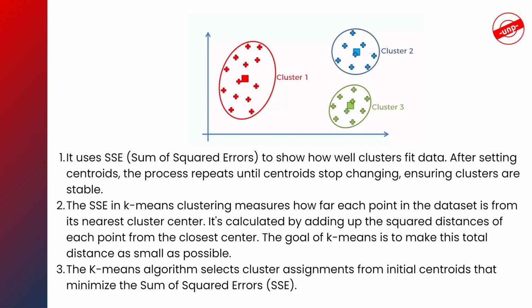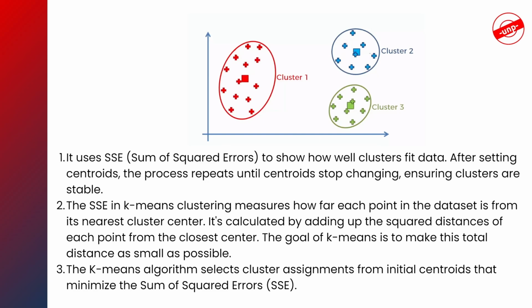And then SSE measures how close each data point is to the centroid of its assigned cluster. It is calculated by adding up the squared distances of each point from its closest centroid. The goal of K-means is to minimize the total distance. By adjusting cluster assignments iteratively, the algorithm aims to make the clusters more compact and the points within each cluster more similar to each other.